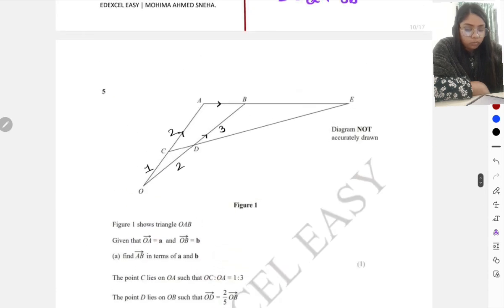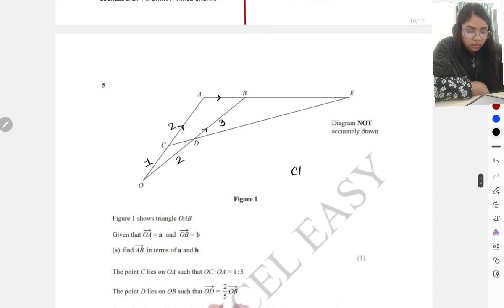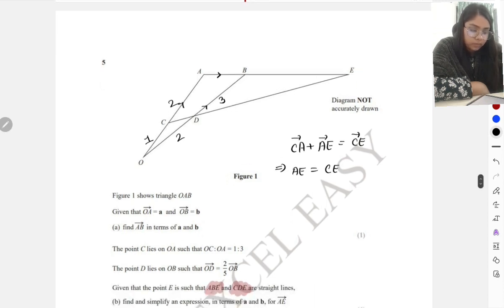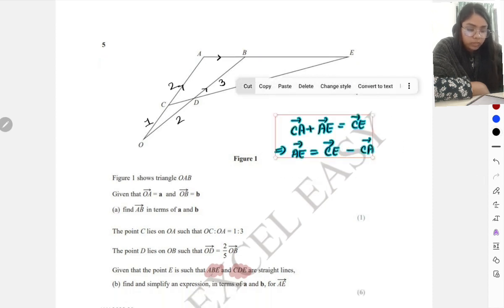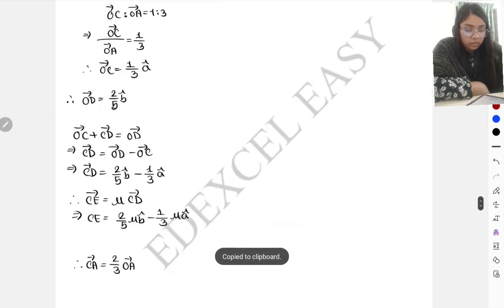Okay, so we'll move to the very top for the last time and we'll focus on, we have CE, we have CA, and we want to find AE. So it's going to be CA plus AE equals CE, right? So we have AE as CE minus CA. I'll just use this in the bottom space where all the vectors are written.